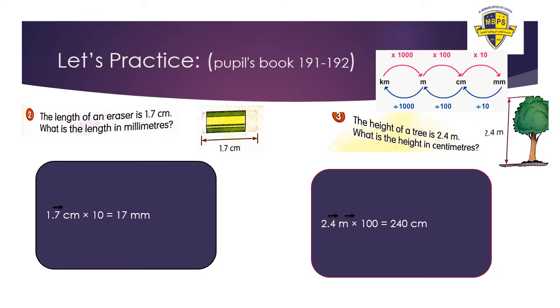100 has 2 zeros, so I need to shift the decimal point 2 places to the right. So the decimal point now is between 2 and 4, shift it 1 place, 2 places. 2, 4, then I don't have any number, so put 0, then the dot. So this is 240 centimeters.